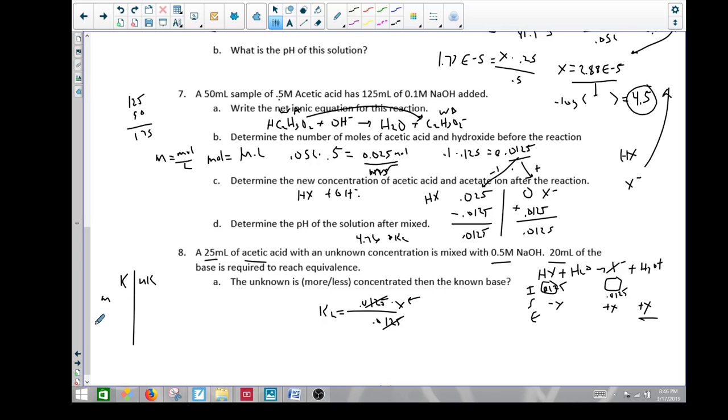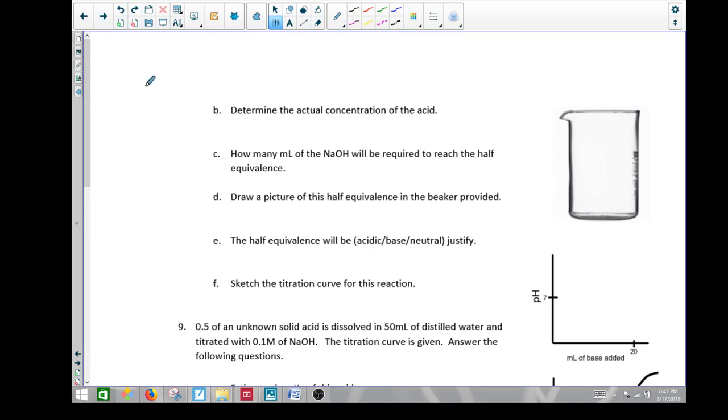Molarity, moles, and liters. The known is 0.5, and it has a volume of 0.020 liters. And this guy is 0.025. At equivalence, these two guys are equal. So we have the same number of moles in a larger volume. Therefore, it is less concentrated than the known base. And you could solve for it if you'd like: solve for the moles, plug it over here, and there you go. Pretty common question. All right, there you go.